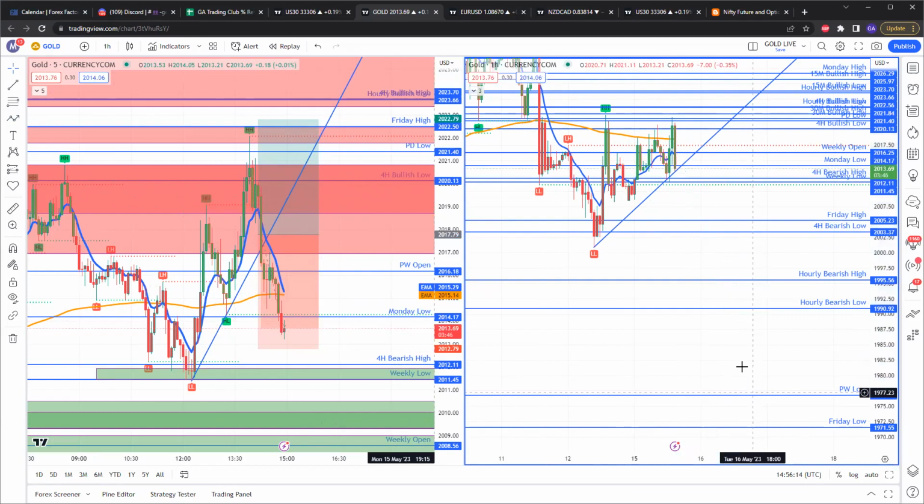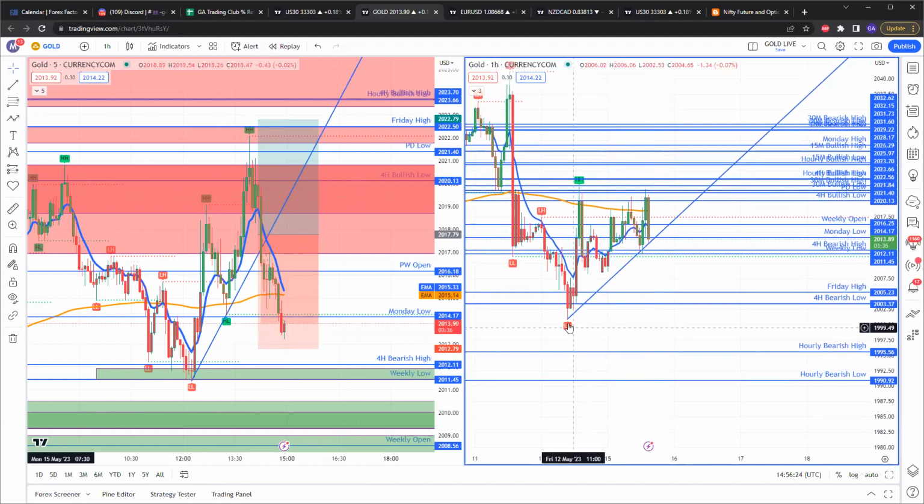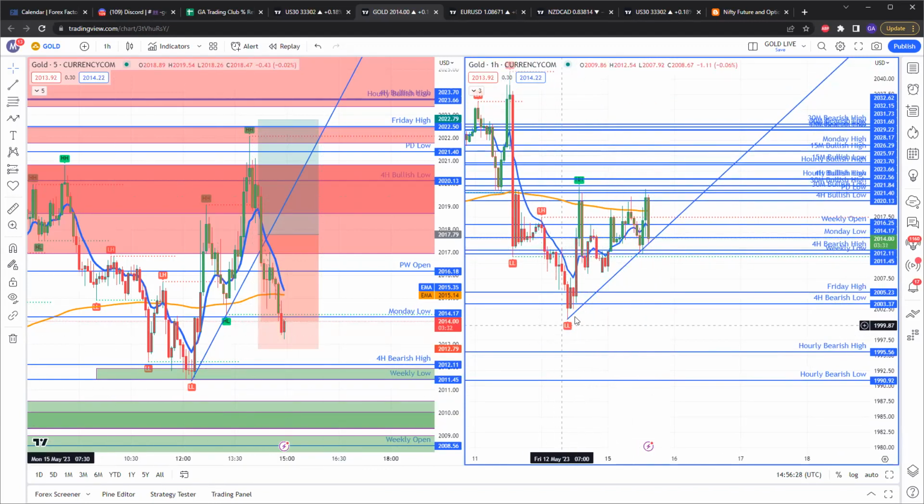However, if this zone is to hold, if this 2011.50 is to hold, that means we will definitely get a high low on the hourly. And if that is created, that will create a static trend line on gold on the hourly, and they will use that trend line to push gold up to the upside and complete the inverse head and shoulders.